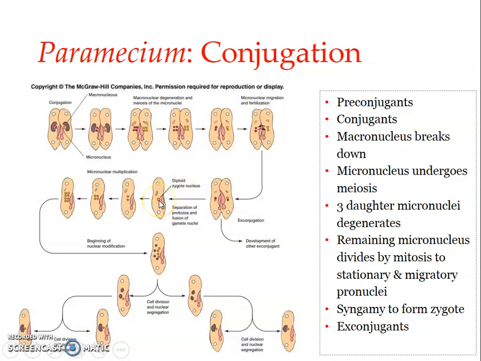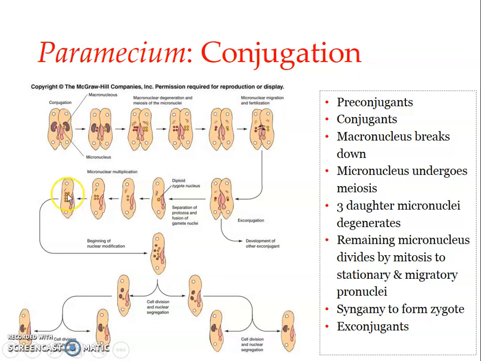Now this zygote nucleus undergoes mitosis. The first mitosis results in the formation of 2 diploid nuclei. These 2 nuclei again undergo a second mitotic division, resulting in 4 diploid nuclei. These 4 diploid nuclei undergo a third mitotic division and finally result in 8 nuclei. These 8 nuclei are known as micronuclei. So the 8 micronuclei are formed.